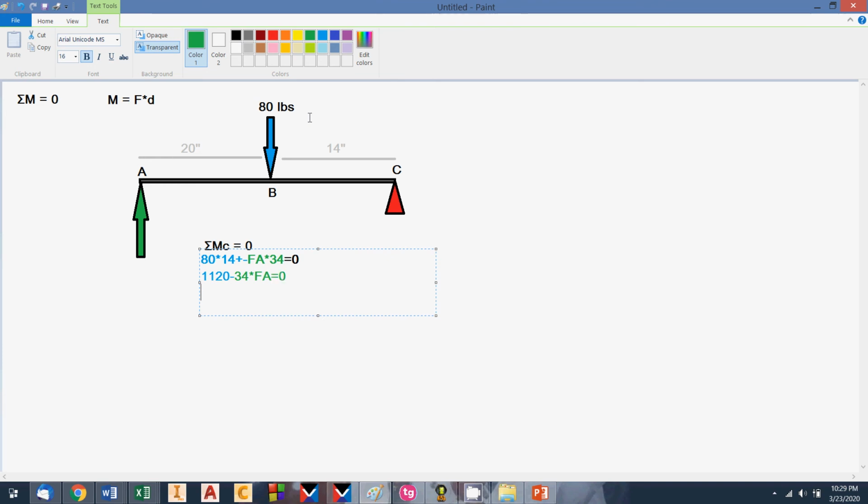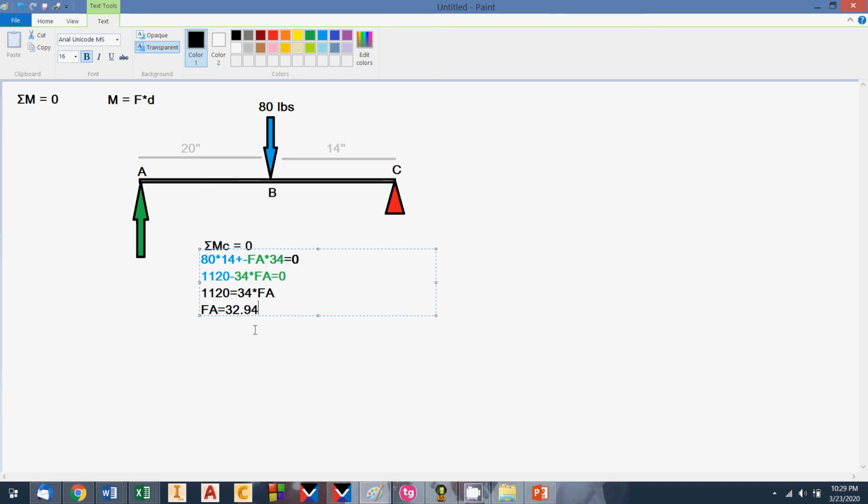All right. We'll do a little bit more algebra here and rearrange. We'll say 1120 equals, and we'll move the negative 34 times force at A to the other side, equals 34 times the force at A. And I can solve this by dividing both sides by 34, and I'll find that force at A is equal to 1120 divided by 34, which is 32.94.